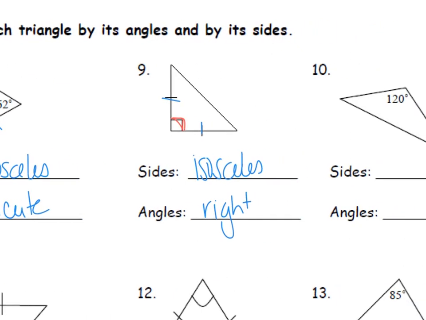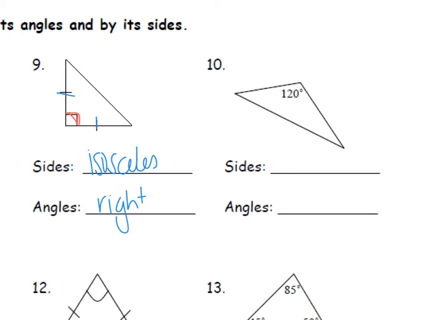Okay. In the third example, we're missing some information here, but I'm just going to go ahead and give you different sides. So this is going to be scalene because all the sides are different. And then you have one angle bigger than 90 but less than 180, so this is obtuse.